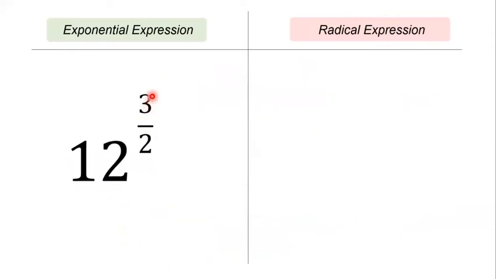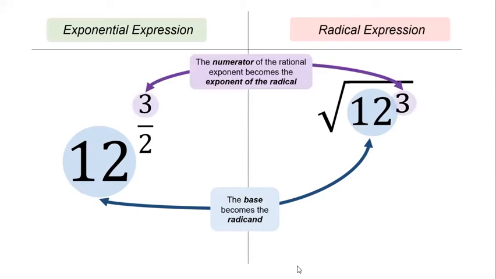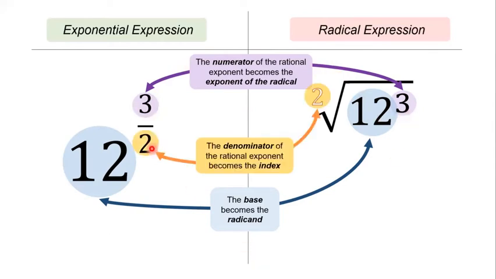12 raised to the power of 3 halves. Meron kang dalawang pwedeng pagpilian paano mo ito ma-rewrite sa radical expression. Una ay ganito. Ayan, isulat ang base as the radicand, isulat ang numerator of the exponent as exponent ng ating radical, at isulat naman ang denominator of the exponent as the index. Take note ha, understood na kapag walang nakasulat na index, ibig sabihin nito ay square root yung hinahanap natin. Kaya dito, hidden yung index natin na 2.